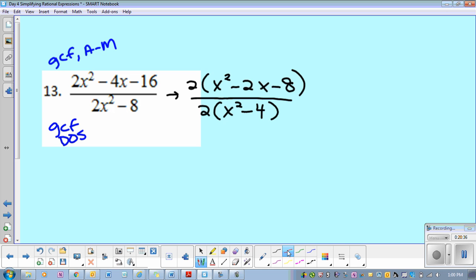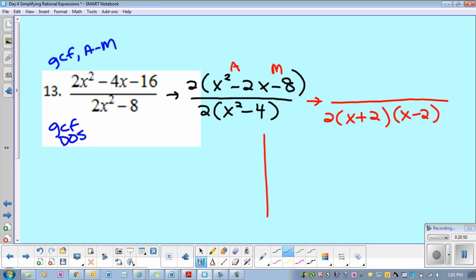Good. On the bottom, this dose guy, x plus 2. Let me stand over here so you can see. And then x minus 2. And up top, this AM. Two numbers that multiply to give me negative 8 and add to give me negative 2. Negative 4 and 2.